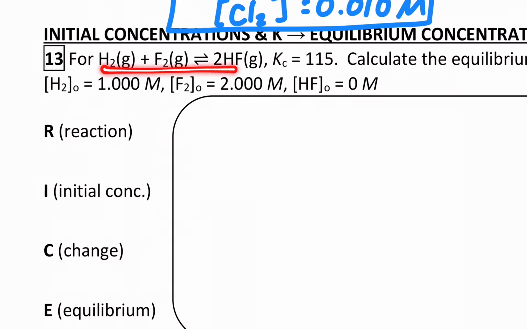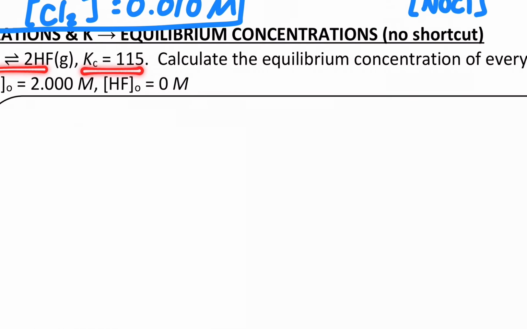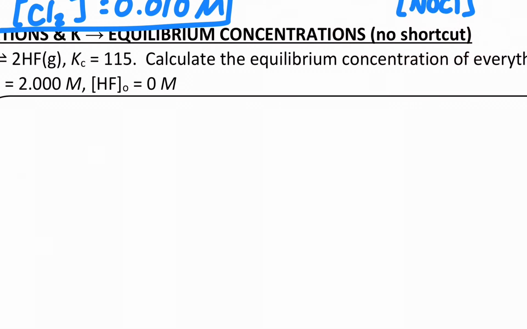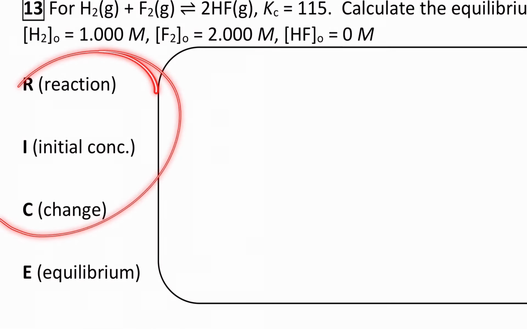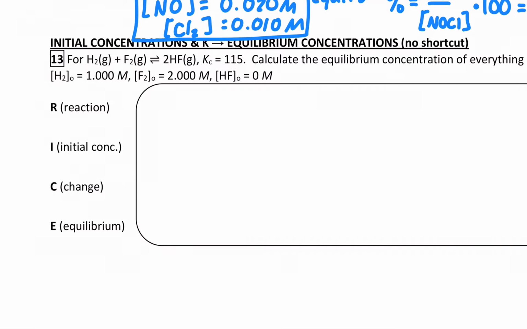Here's a new reaction, different K value. This time K is not small, and you'll see we can't use the shortcut that we just used, but we can still solve it without having to solve a complicated cubic. Hit pause and see if you can set up the first 3 rows of the Rice chart, given the information in the problem. Okay, let's see how you did.